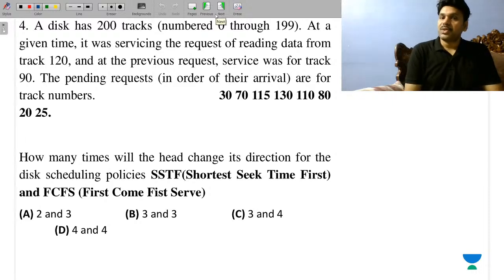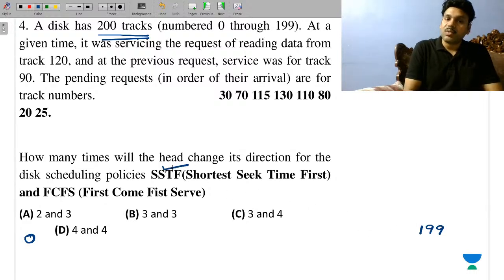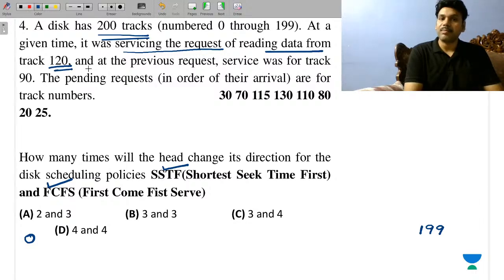If you consider the fourth question, it is also similar to shortest seek time first only. There are 200 tracks mentioned, the tracks 0 to 199. He said that one time you use SSTF, one time you use FCFS, and we want to show the difference between them. So right now, where is the head? It was servicing a request of reading data from 120, and the previous request serviced was track 90.